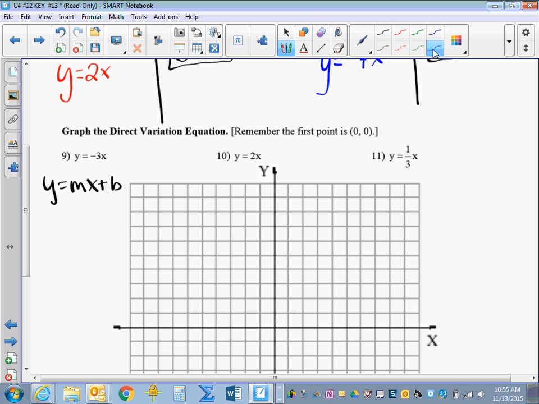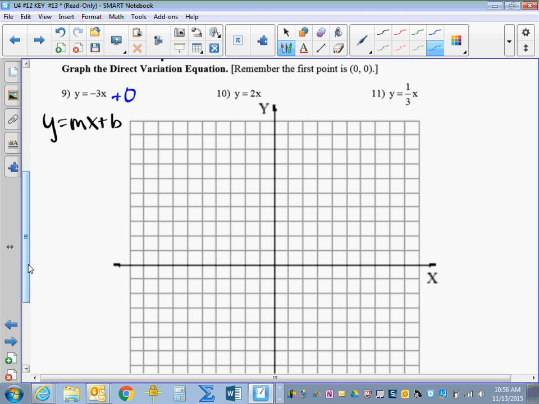Yes, my y-intercept is 0. Did you catch that? My y-intercept is 0. I was making sure you were listening. Okay. Alright, so I want to go ahead and plot my y-intercept of 0 at the origin.